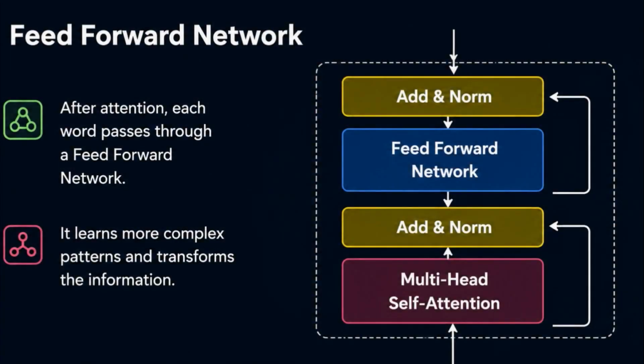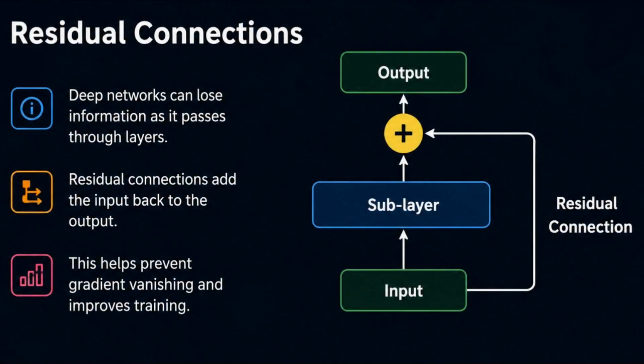Now let's talk about the feed-forward network. After attention, every word passes through a small neural network. These networks learn even more complex patterns. Think of attention as identifying the important information, while the FFN, the feed-forward network, transforms the information into richer representations. Now let's talk about residual connections. Deep neural networks are difficult to train. Information can disappear as it passes through many layers. Residual connections solve this problem. Instead of replacing the information, they add the original input back into the output. This helps preserve the important information and makes training much more stable.